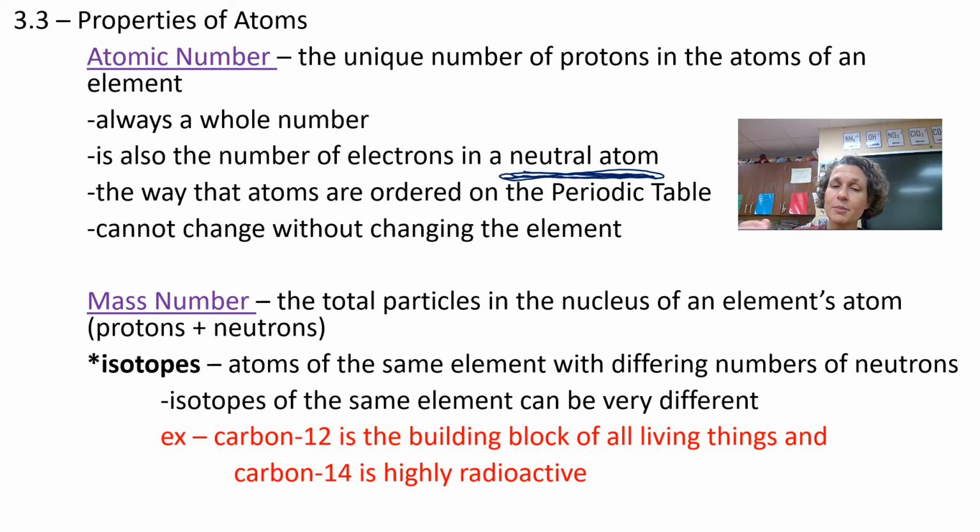The isotopes can be very different. For example, carbon 12 is the building block of all living things. Like your cells contain carbon 12. And on the other hand, carbon 14 is a very highly radioactive form of carbon that you wouldn't want inside you. And so anyway, the presence of a different number of neutrons, for whatever reason, totally changes the characteristics of that element. So anyway, those are isotopes.